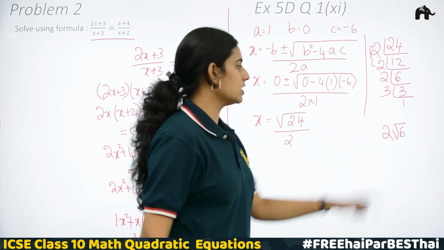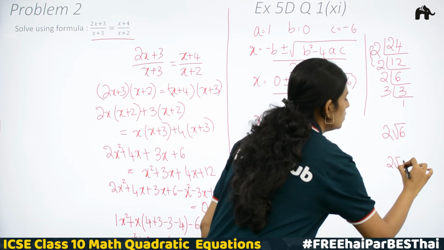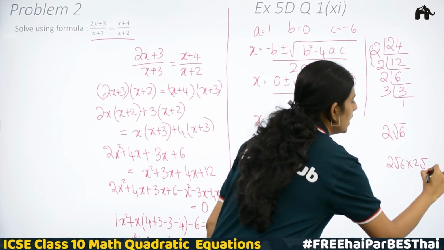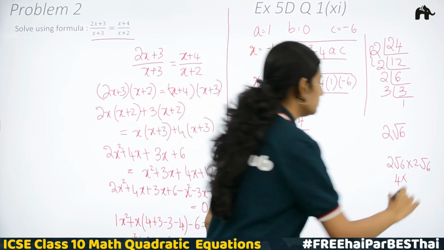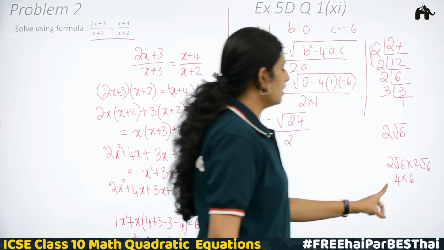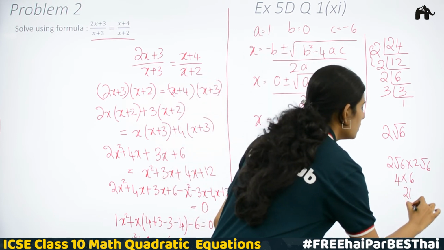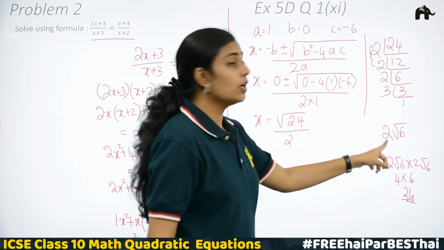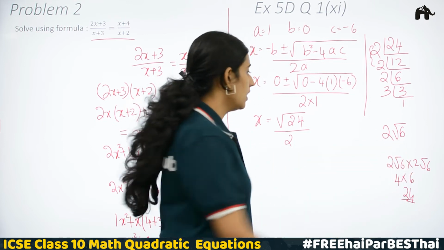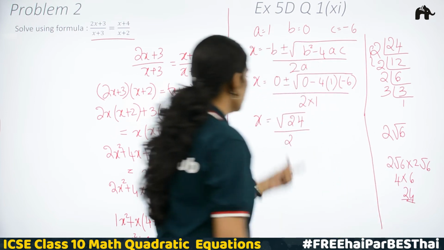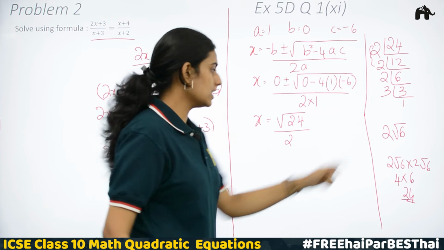So 2 root 6. What is 2 root 6 whole square? Let's see. 2 root 6 into 2 root 6. 2 into 2 is 4. Root 6 into root 6 is 6. Then what is 4 into 6? 4 into 6 is 24. So we verified that the square of 2 root 6 is 24. Now we can write root of 24 as 2 root 6.